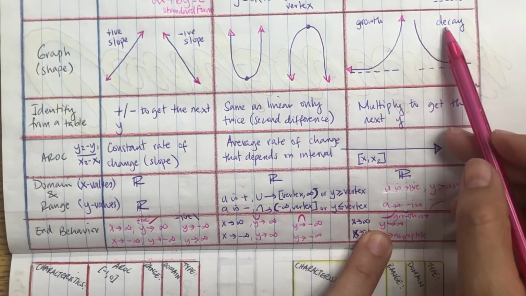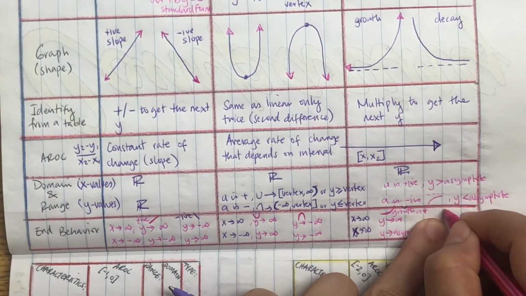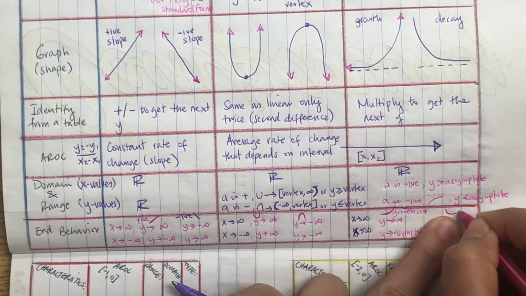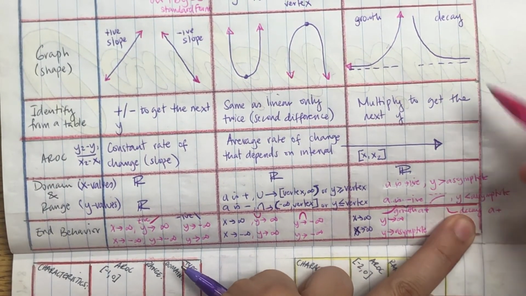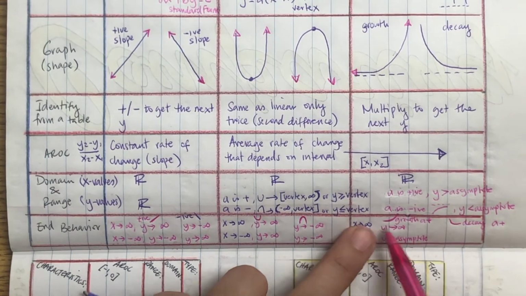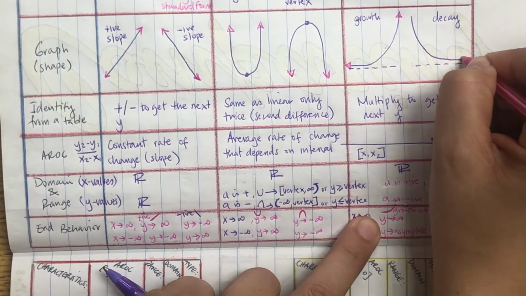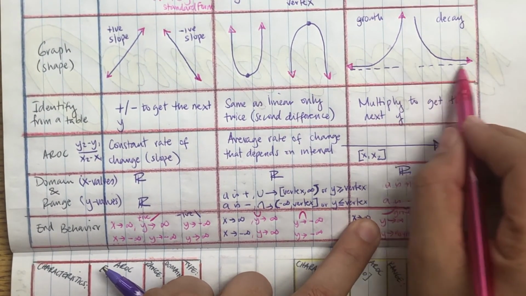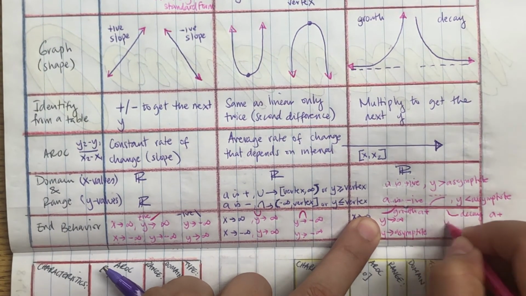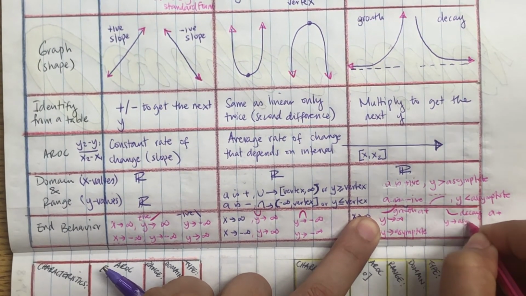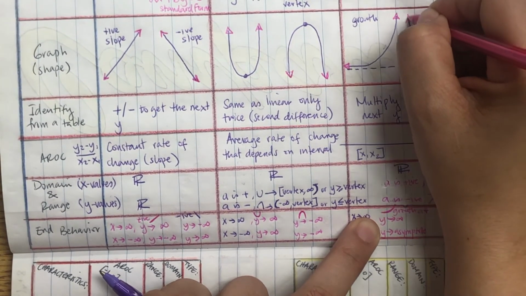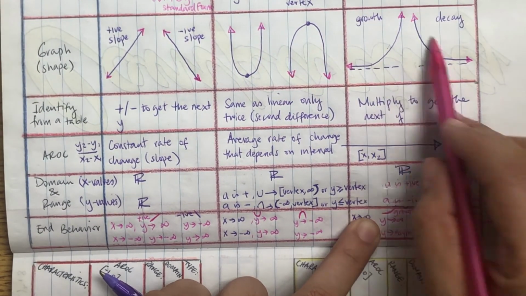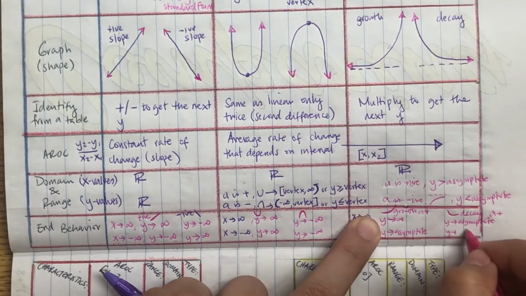I'll do it for decay and positive, so if I had a graph that looks like this, so it's decay, and a is positive, meaning I didn't flip it. As x goes to the right, it's going to the what? To the asymptote. So y goes to the asymptote. And as it goes to the left, as the furthest to the left of the graph, where is that going in terms of y? Forever up, so to infinity.